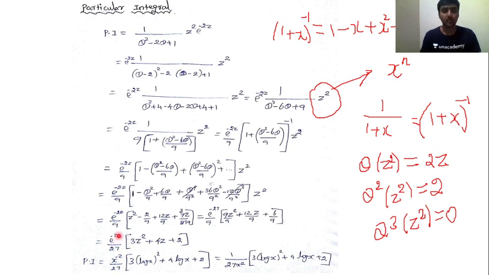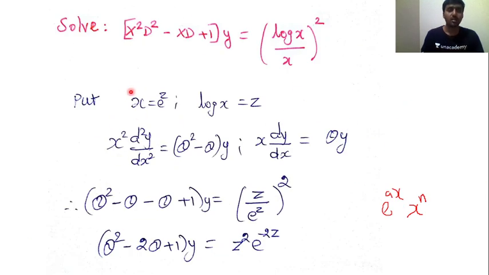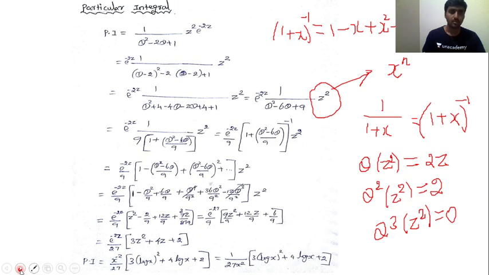Now we have to replace the e power z as per our discussion in the previous slide. Here we already made a substitution, x is equal to e power z and log x is equal to z. In the final particular integral, again we have to reverse the substitution. Instead of z we are substituting log x, instead of e power z we are substituting x. Now substitute e power z equal to x.